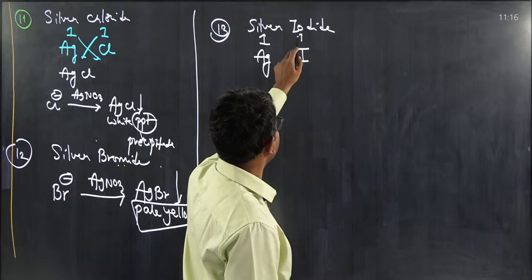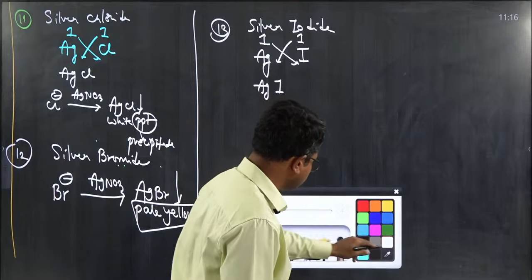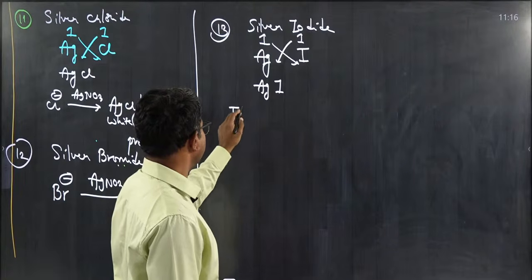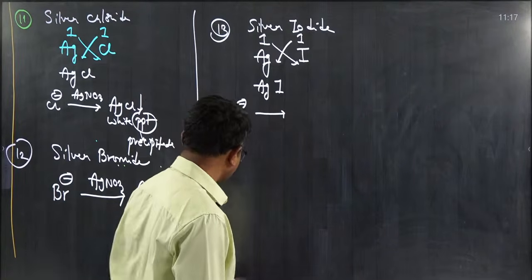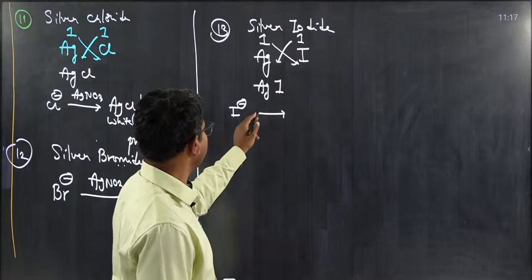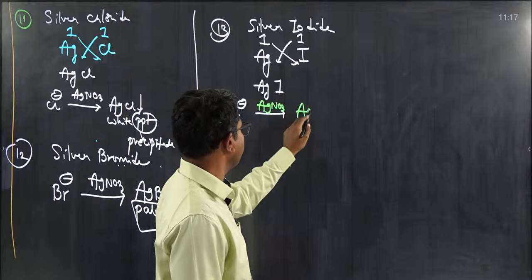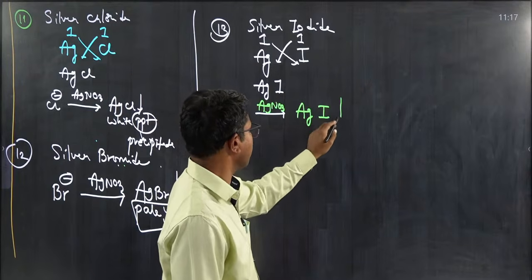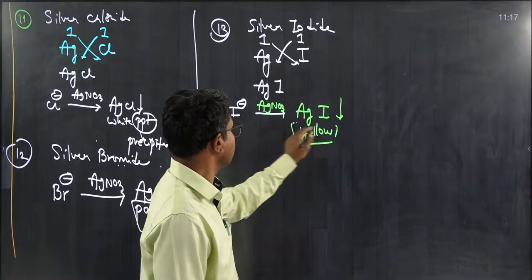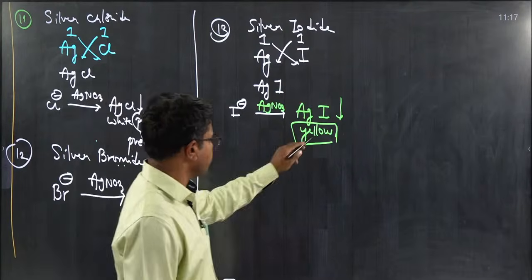The valences of silver and iodide are 1 each. And if you cross these valences, you will get the compound as AgI. Again, AgI is very important in our chemistry. Any compound which contains I minus or iodide, that is, a compound containing iodine, can be testified by treating it with AgNO3. If iodine is present, it gives the precipitate AgI. The AgI precipitate color is yellow. Good. So the AgI precipitate is yellow.